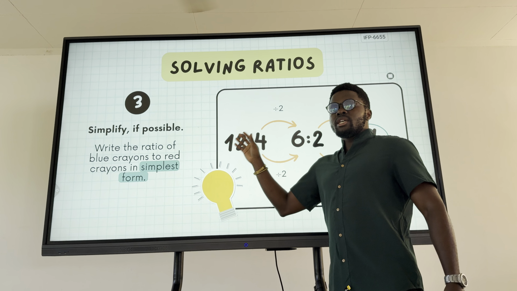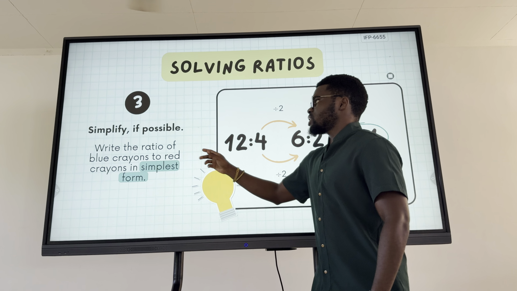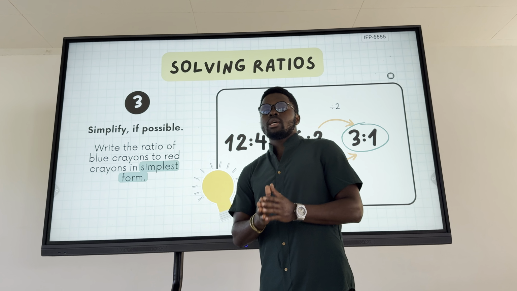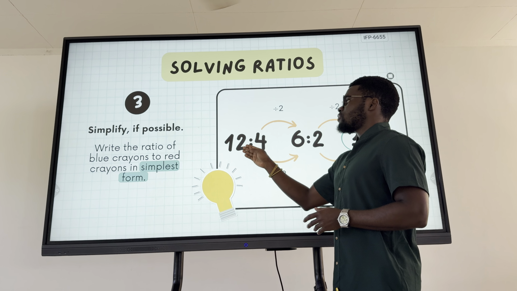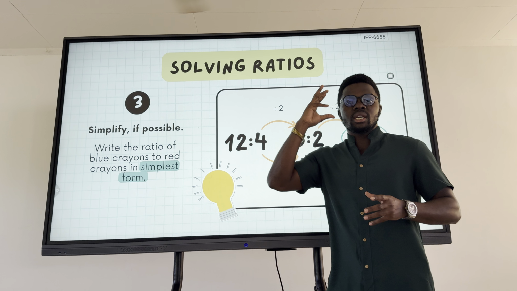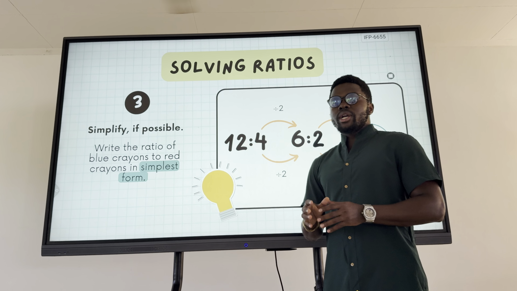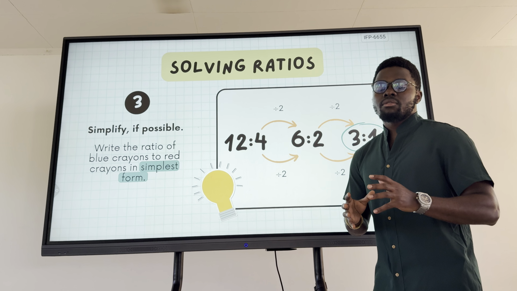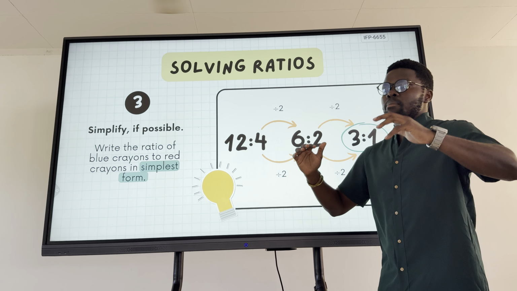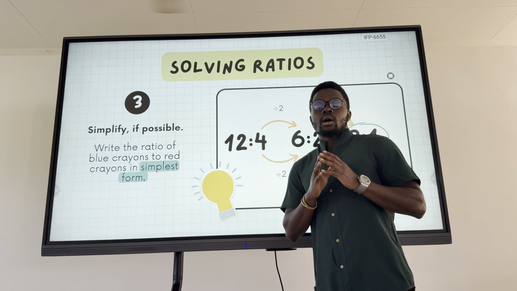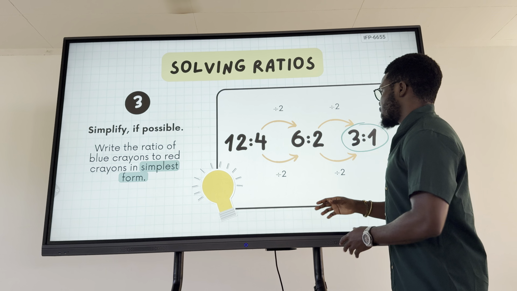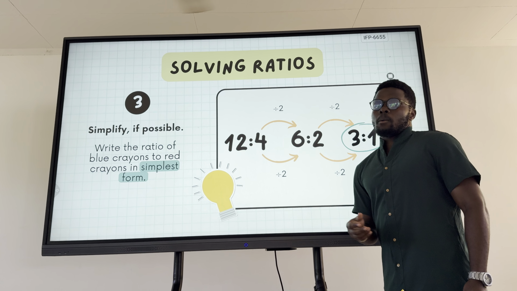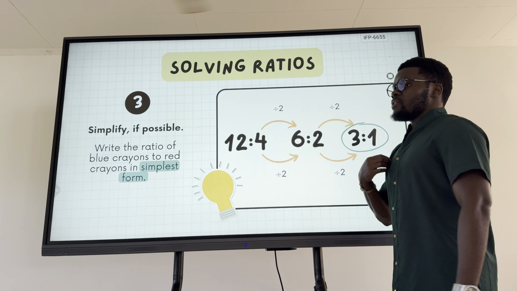And this ratio is simplifiable. It says simplify if possible. Write the ratio of blue crayons to red crayons in its simplest form. So we shall simplify 12 to 4 by using the knowledge of factors. Which number can divide both 12 and 4 at the same time without leaving remainders? The biggest number that can divide 12 and 4 at the same time without leaving remainders will be 4. Okay, that number will be 4.